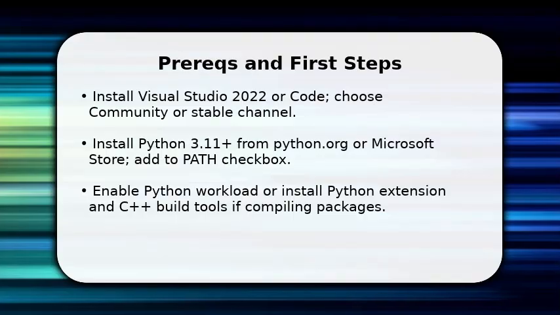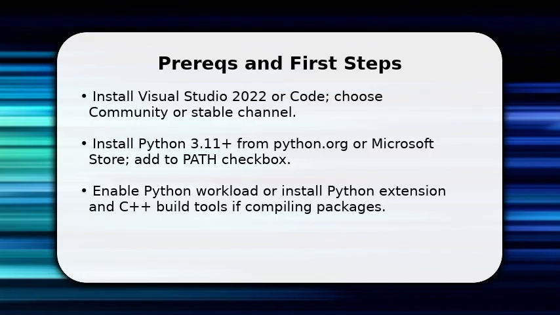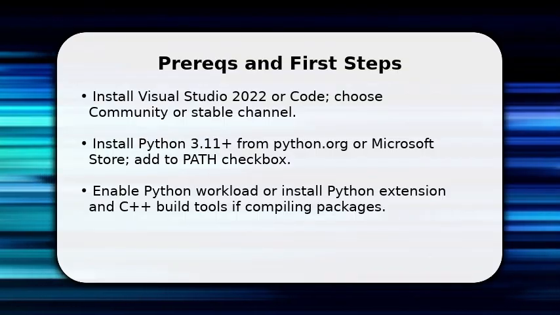You start by confirming prerequisites, Visual Studio installed and a Python runtime. Once you have the installer, choose the Python development workload or install the Python extension for code. Make sure to add Python to path during installation so the IDE detects it automatically. Also install C++ build tools if you plan to compile native wheels.